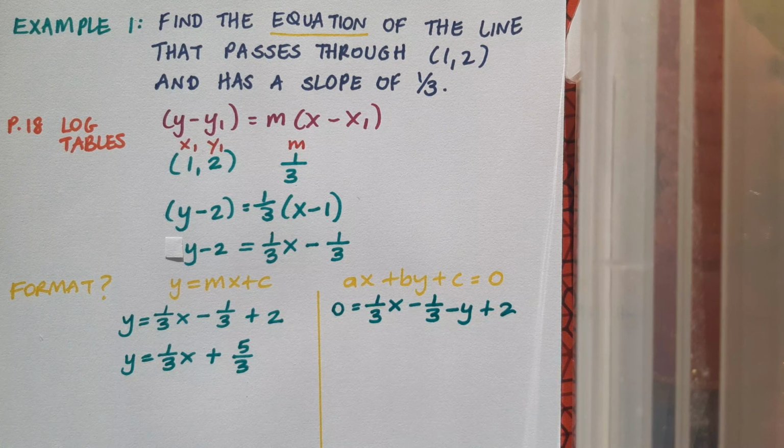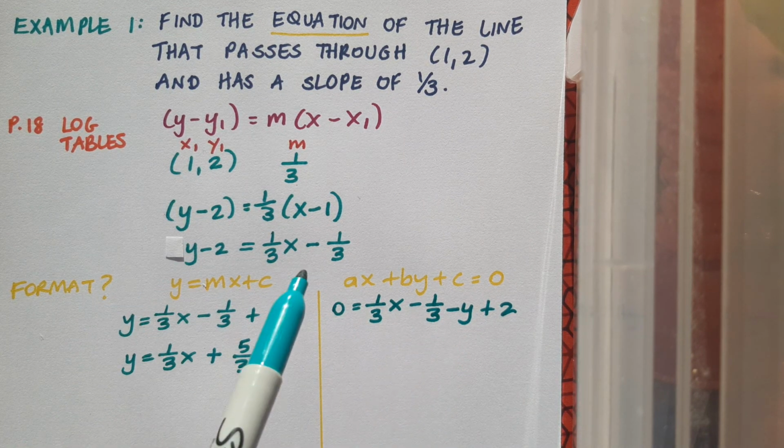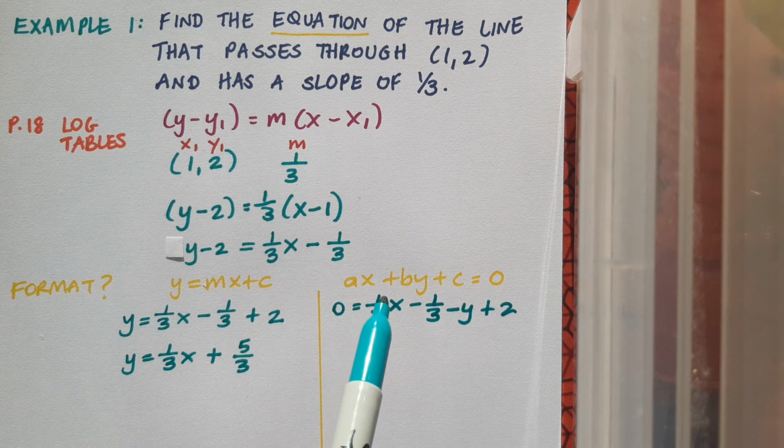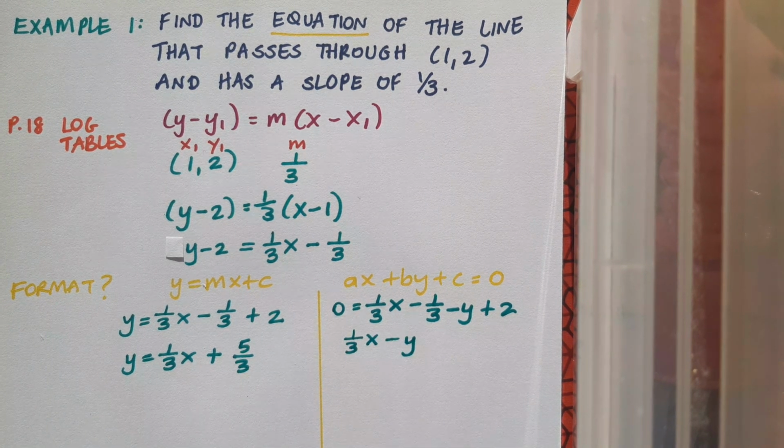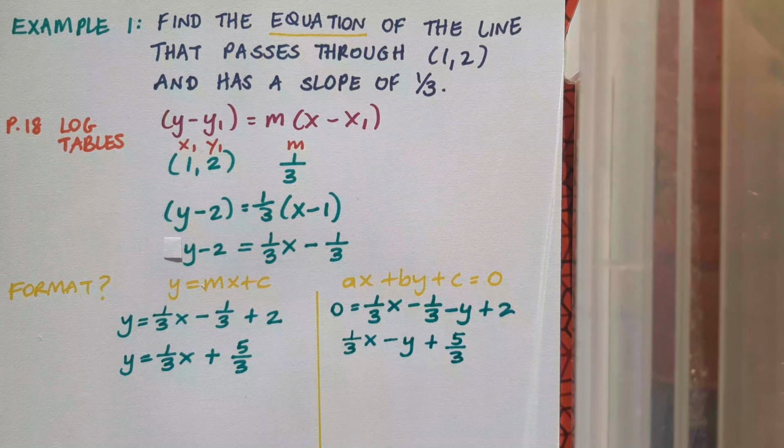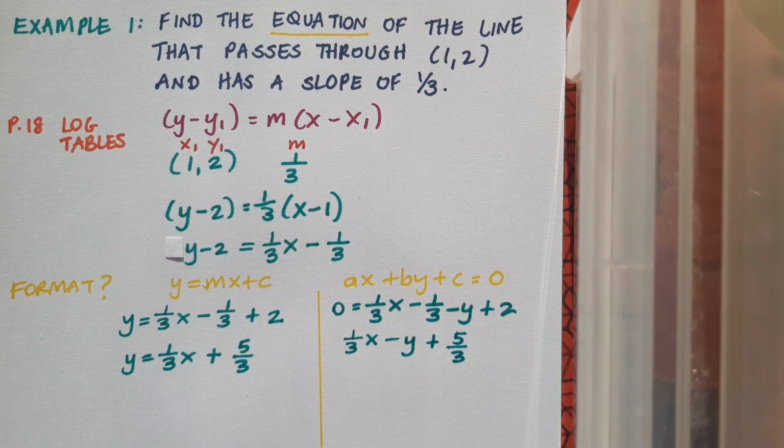So I'll have 0 equals 1/3 x minus 1/3. The y has gone over and become a minus y, the minus 2 has gone over and become a plus 2, and now I have to just put things in the correct order. So I'll put the x first, then the y, then the number. So 1/3 x first, minus y, and then minus 1/3 plus 2, which gives plus 5/3, and then I'll just stick the equals 0 on the end.